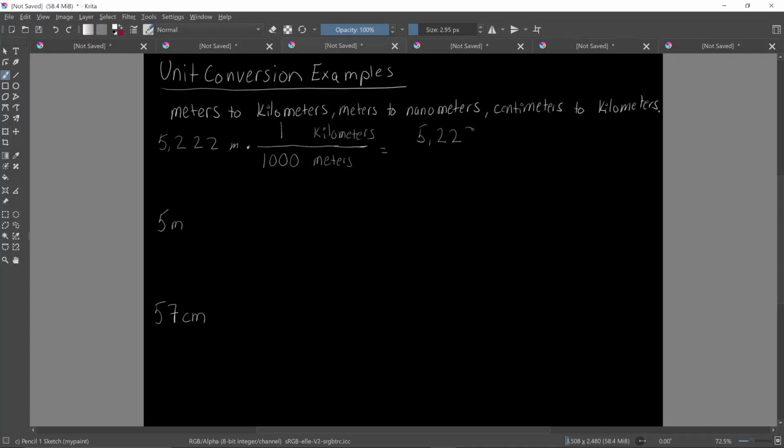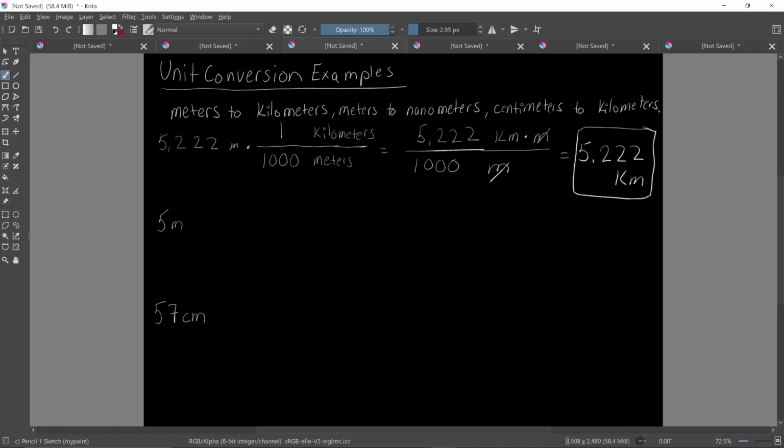And then if you multiply this out, you get 5,222 over 1,000 kilometers times meters over 1,000 meters. And I want to show you the canceling out process, because you have both of these m's here and they're in the same fraction. So you cancel this out and then you plug in 5,222 divided by 1,000, and that's your answer. You get 5.222 kilometers. And look at that.